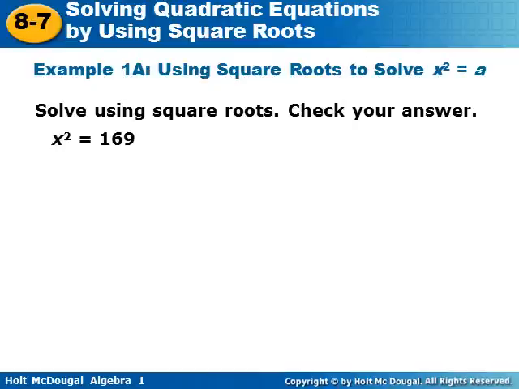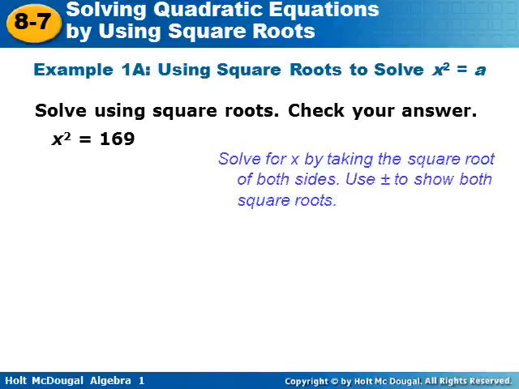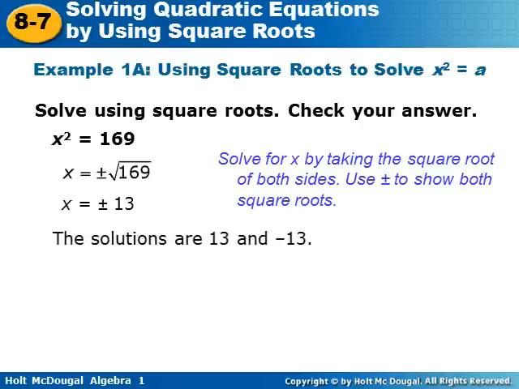Solve using square roots, check your answer. X squared equals 169. We're going to solve for x by taking the square root of both sides using plus or minus to show the square roots. So we get x equals plus or minus square root 169. The square root of 169 is 13, so we get x equals plus or minus 13. So the solutions are 13 and negative 13.